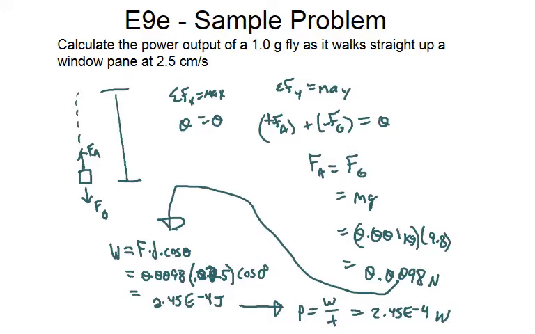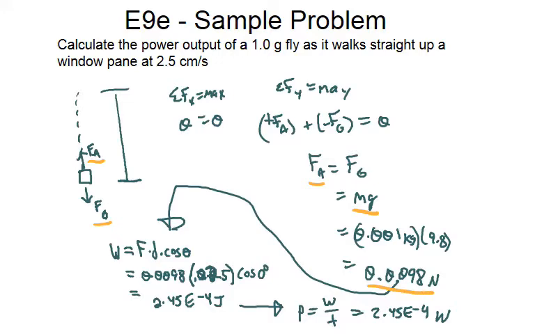Okay, so you have the force applied going up, the force of gravity going down. You should have the force of gravity equal to the force applied. 0.0098 newtons is the force applied going up.